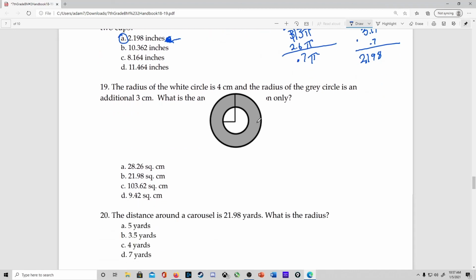All right, so look at this next one. The picture is in over the words, but I think from what this is saying is what is the area of the shaded part? So I don't know how that happened, but I think we're looking for this shaded area. Okay, so what we have to do is find the area of both circles and subtract them. So the radius of the white circle is 4 centimeters, and the radius of the gray circle is an additional 3 centimeters. So this little one here equals 4, and if this is 3 more, then this whole one is 7.